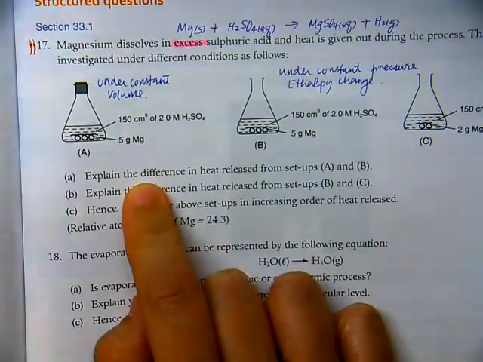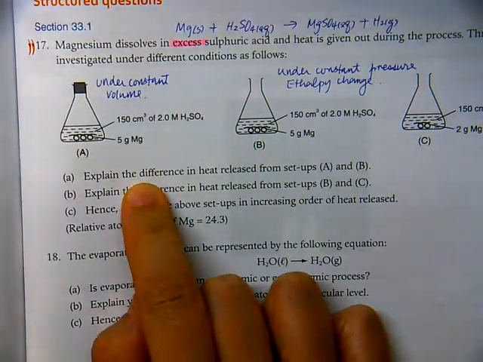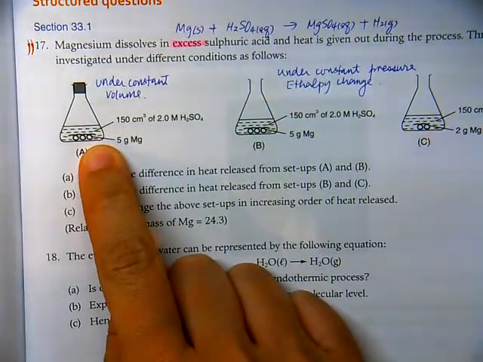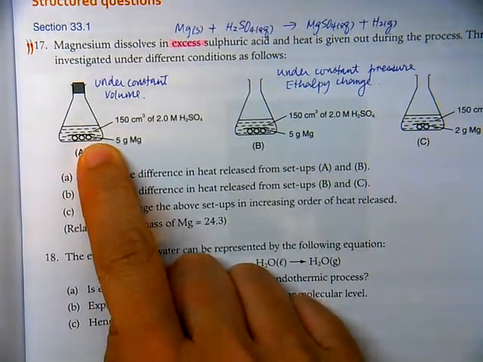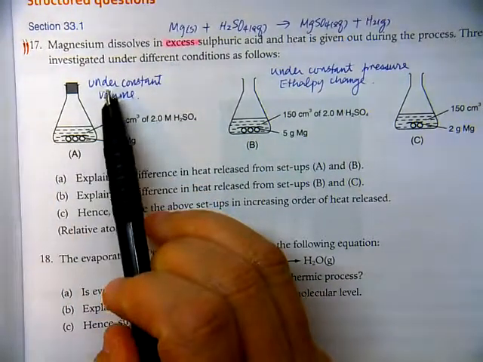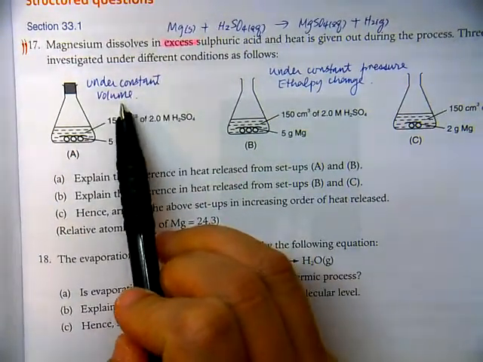Now, sorry, I repeat. Now you mark down the answer. Setup A releases more heat as the reaction is carried out under constant volume.